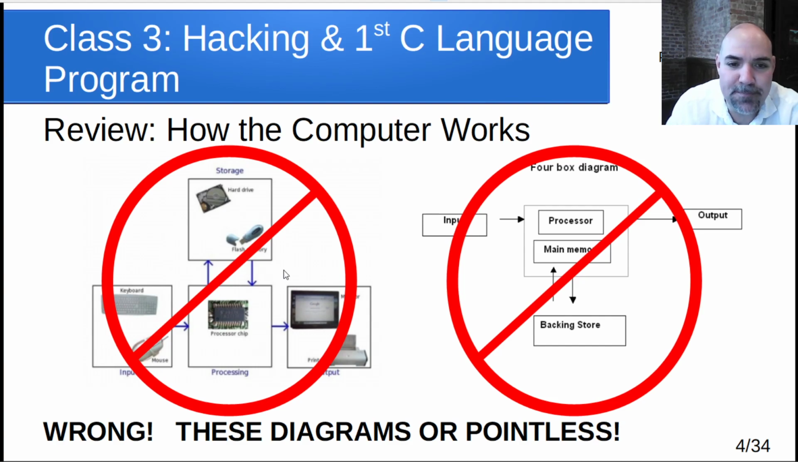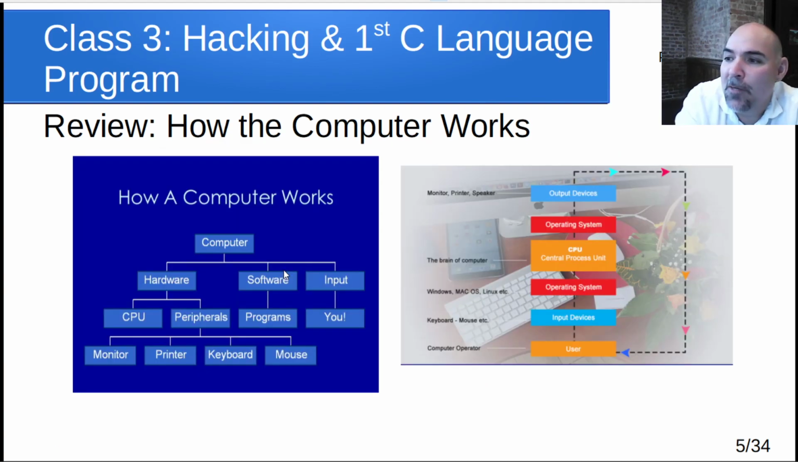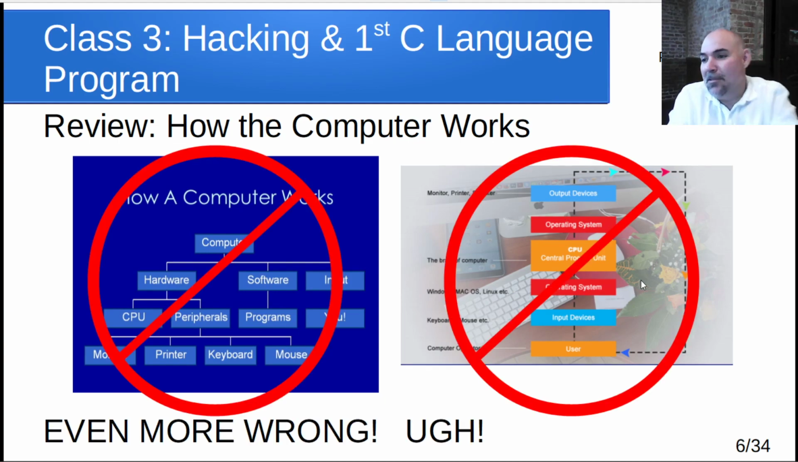So they're completely pointless. So here are some other diagrams for how a computer works that I found when I did that same search. And this one, at the top you have a computer, and then it's got some hardware and software and some input, which makes it look like the input and the software are kind of equivalent to hardware. And this one over here says output devices, operating system, CPU. So somehow the user puts things into the input devices, which somehow connect to the operating system, which then connects to the CPU, which connects back to the operating system, which connects to the output devices. This is all completely wrong too. So these are actually worse than the other ones. These are even more wrong.